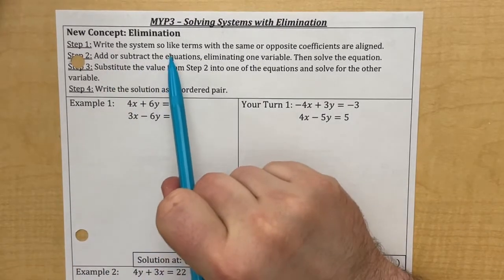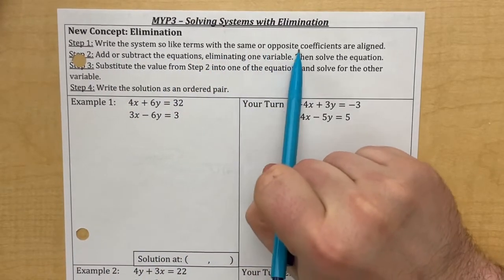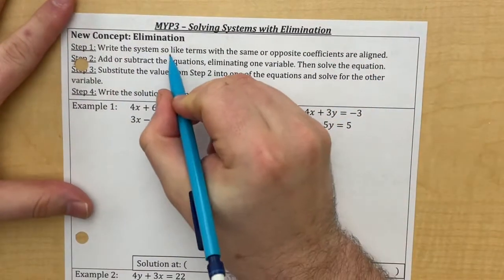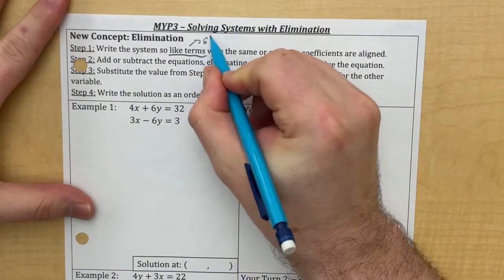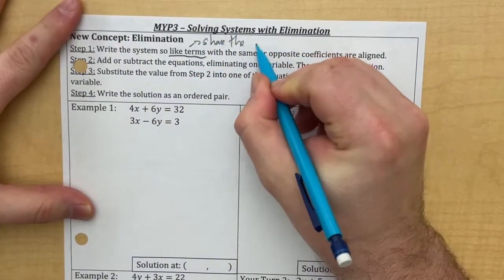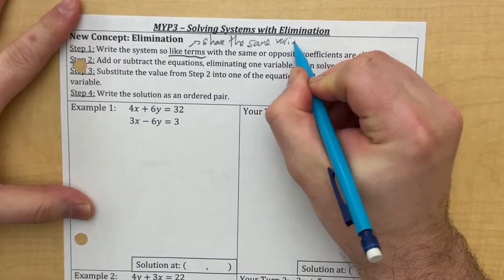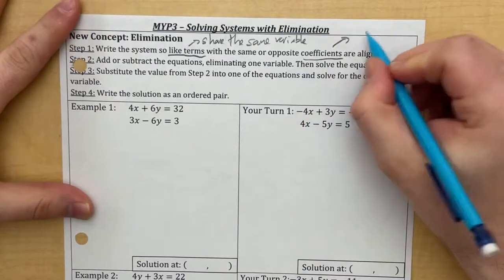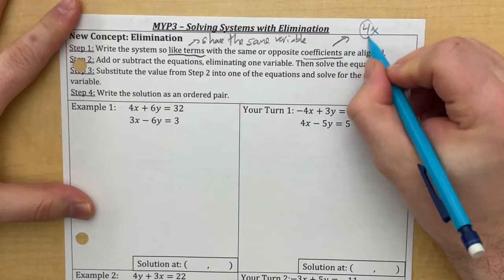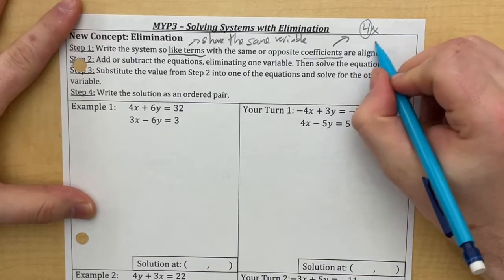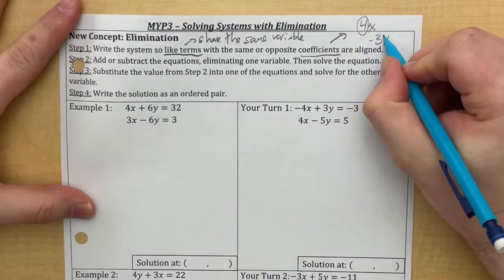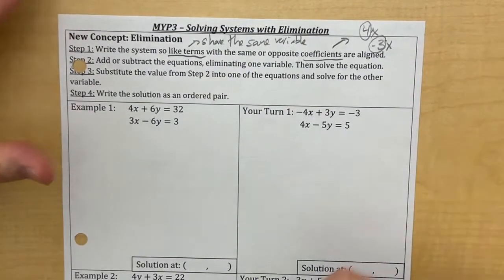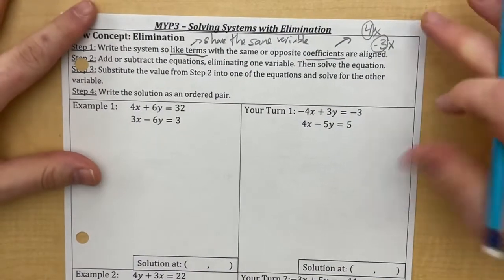We're going to write the system so the like terms with the same or opposite coefficients are aligned, and make sure that we understand what this means. Again, like terms share the same variable. And then what does the coefficient look like? Well, if we have something like 4x, our coefficient is going to be 4. If we had something like negative 3x, our coefficient would be negative 3. So you've got to remind yourselves how those work. And again, we're just trying to line up those columns so they're a little bit easier to combine.